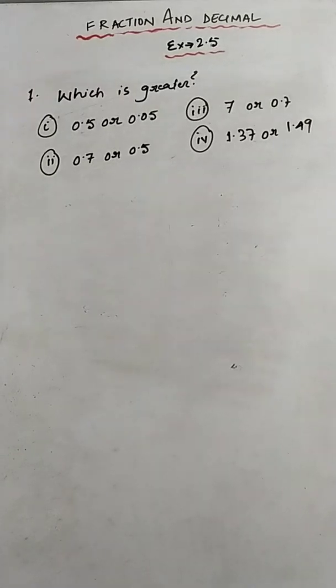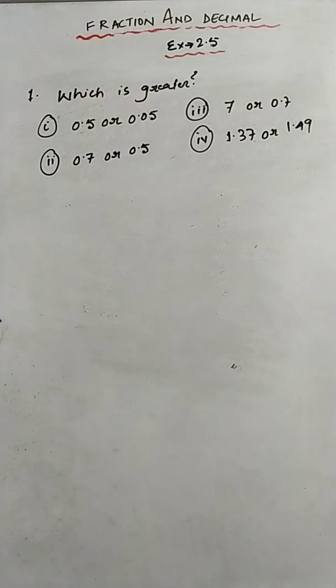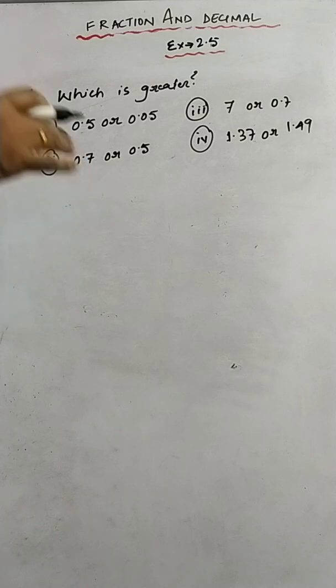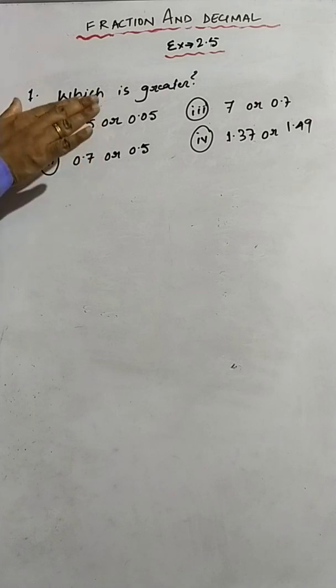Sum number 1 of exercise 2.5. In this question also we have 6 sums, so I will only explain the first 4 sums, and the last 2 sums will be your homework. It's very easy. We'll do it the same way we compared the fractions, that is, which fraction was greater and which was smaller. But the only difference is that from this exercise we are going to start decimals.